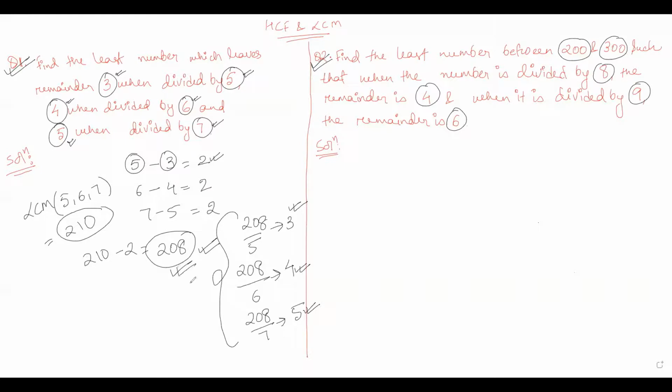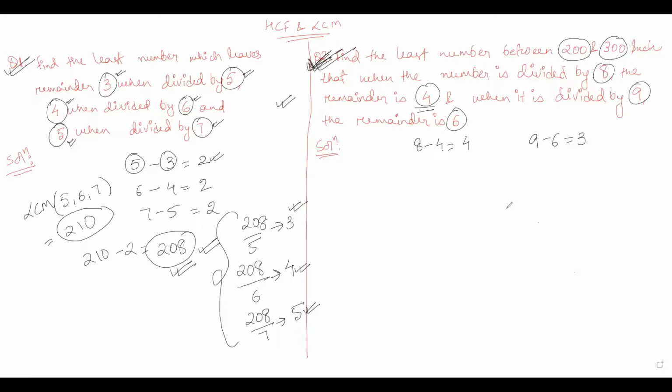Okay, so now let us try to see this question, which says that we need to find the least number between 200 and 300, such that when the number is divided by 8, we get a remainder of 4, and when the number is divided by 9, we get a remainder of 6. So in this case, the difference of the divisor and the remainder, 8 minus 4, would be 4, and 9 minus 6 would be 3. So the difference is not the same, and we cannot apply this method. We need to apply another approach in such kinds of sums.